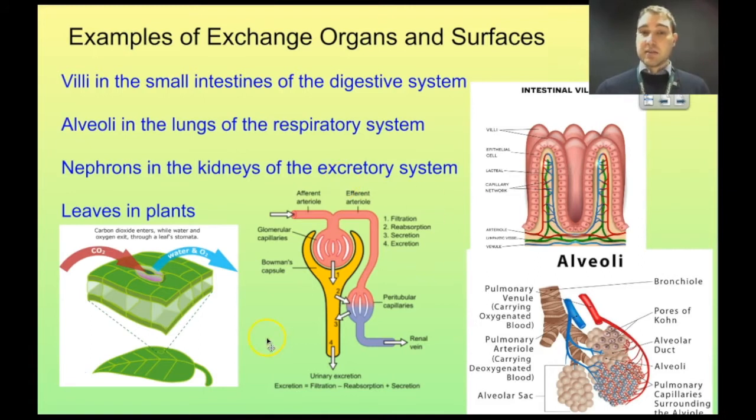Nephrons in the kidneys. So here we have a nephron. The exchange surface is the nephron, specifically the surface of the tubules. The organ is the kidney and the system is the excretory system. The job is to filter out waste products from the blood and to get rid of those waste products. And leaves in plants, their job is to exchange gases, similar to what we have with lungs. Except instead of taking in oxygen and giving off carbon dioxide, they take in carbon dioxide and give off oxygen, as well as water, which is produced from photosynthesis. So these are examples of exchange surfaces and organs as parts of systems.